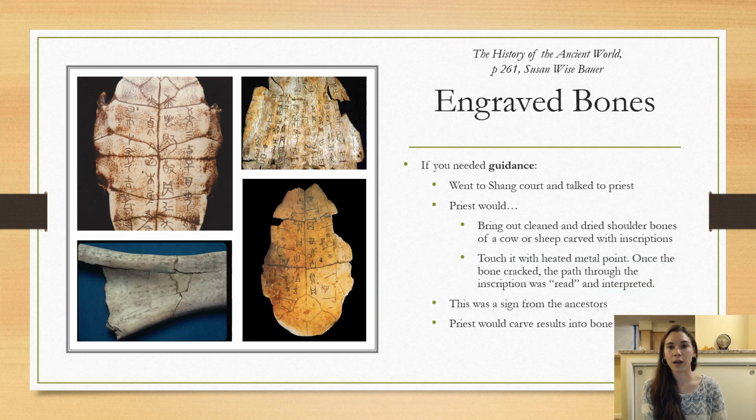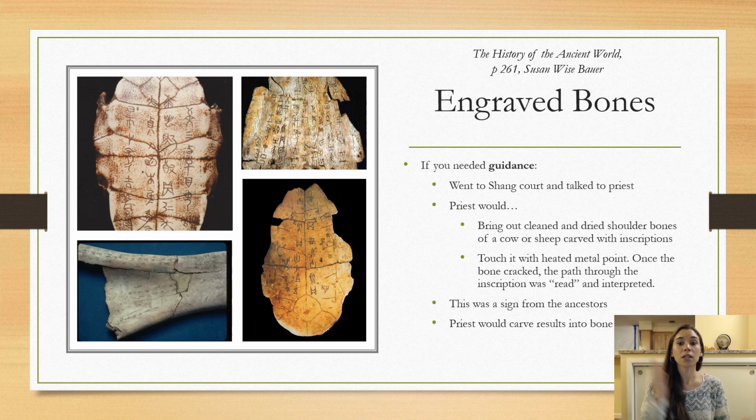They also use writing to write on or engrave on bones. This is taken from the history of the ancient world, as is pretty much everything else that I use. But anyway, if you needed guidance on something, you would go to the Shang court and talk to the priest, and you would say, I need help with this thing that I'm trying to figure out in my life. The priest would bring out these cleaned and dried shoulder bones of a cow or sheep, and it was carved with inscriptions or had some kind of a pattern on it.